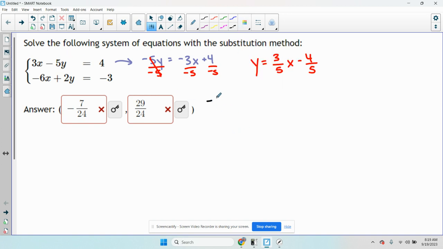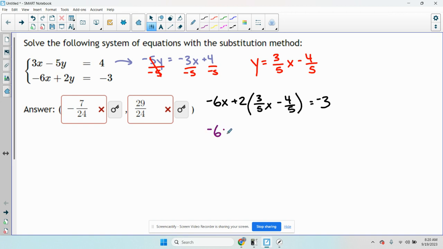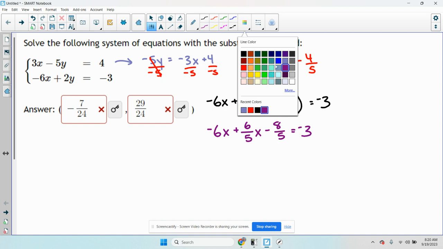So then I can take that value for y and stick it into the second equation. So the second equation becomes negative 6x plus 2 times (3/5 x minus 4/5) equals negative 3. Now I have an equation with just x's, so I can solve it. I get negative 6x plus 2 times 3/5 is 6/5 x. 2 times negative 4/5 is negative 8/5, equals negative 3.